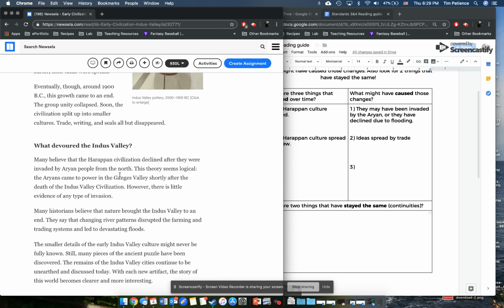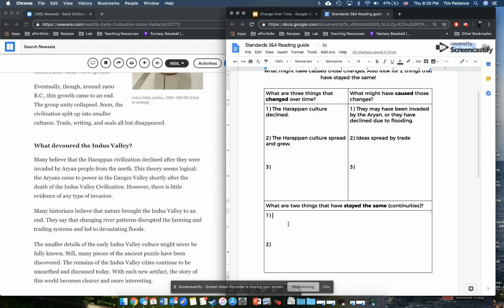So, for example, the Aryans came to power in the Ganges Valley shortly after the death of the Indus Valley civilization. So, what's happening there? Civilization still exists, right? So, we would say something like civilization still exists in the Indus Valley because the Aryans took over, right? Great. So we have one thing at least that stayed the same. Civilization, people still living there.